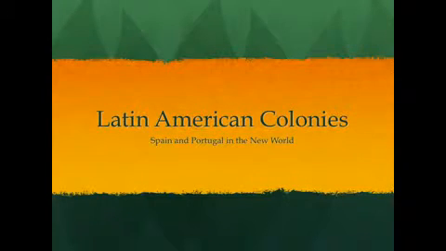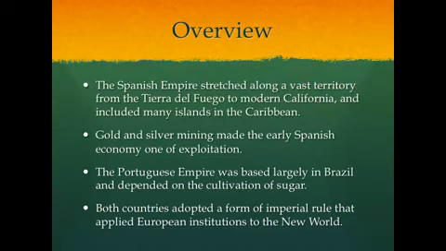Okay, ladies and gentlemen, now we're going to look at the Latin American colonies, the Spanish and Portuguese empires in the New World. General overview. The Spanish Empire was a vast empire strung out all along the western coastline of North and South America, from the modern northern part of California all the way down to the southern tip of South America, to Tierra del Fuego, and included many islands in the Caribbean where the core of Spanish imperial rule really resided, let's say at Havana in Cuba.